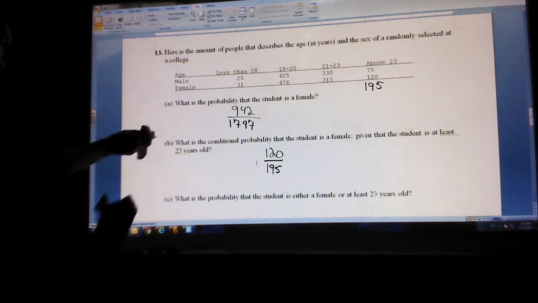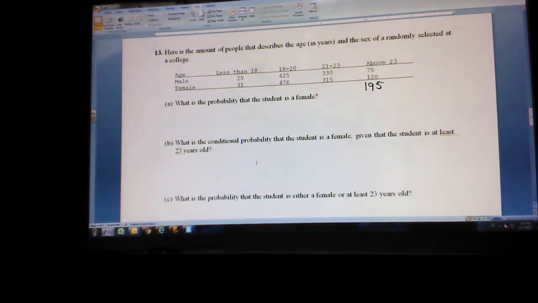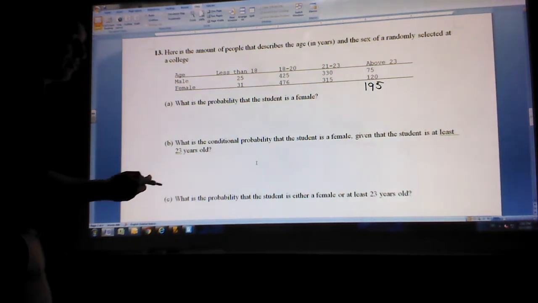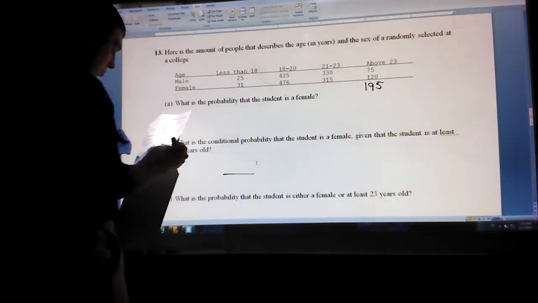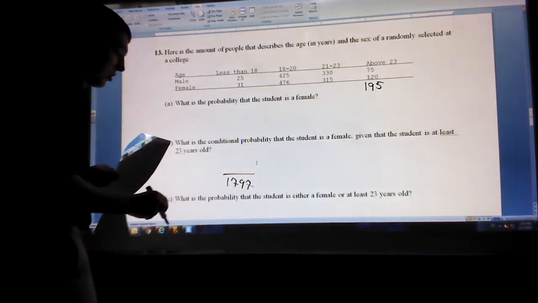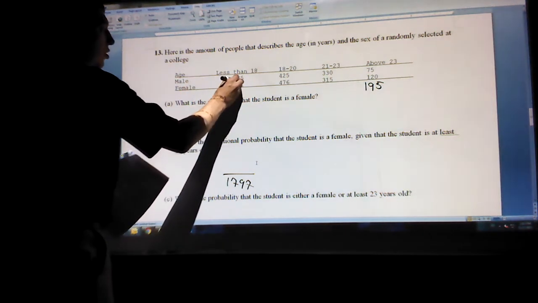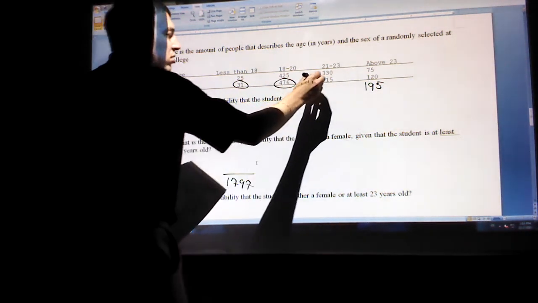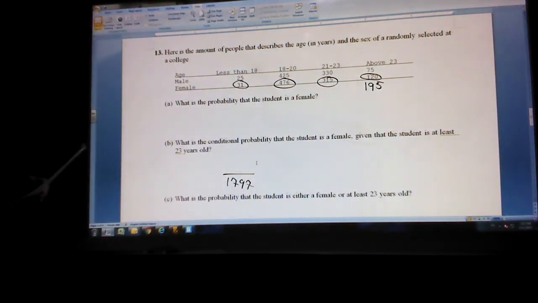Next problem. C. What is the probability that the student is either a female or at least 23 years old? So we have to include all the females. First of all, the denominator is the total, 1797. That's the total. It's not given, no conditional probability. And then we need to count females. So we're going to count 31, 476, 315, 120, or anyone that's 23 or older.